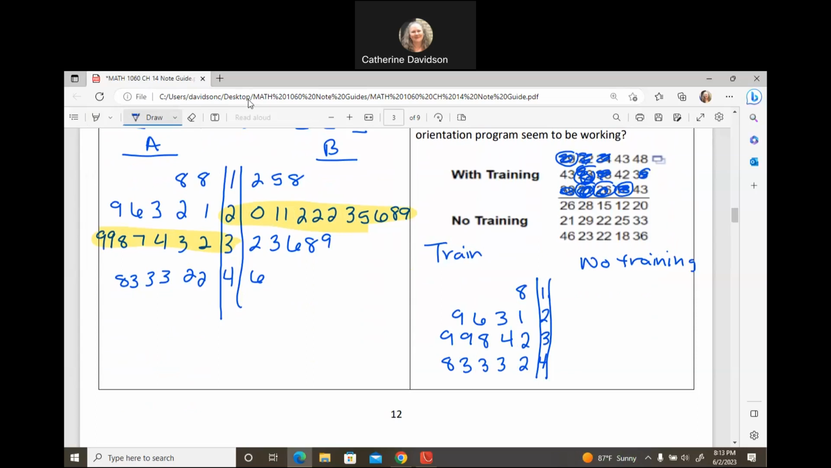And now we're going to look at the sales for the employees with no training. So 15 and 18. Oh, there was a 12 there. So 258.